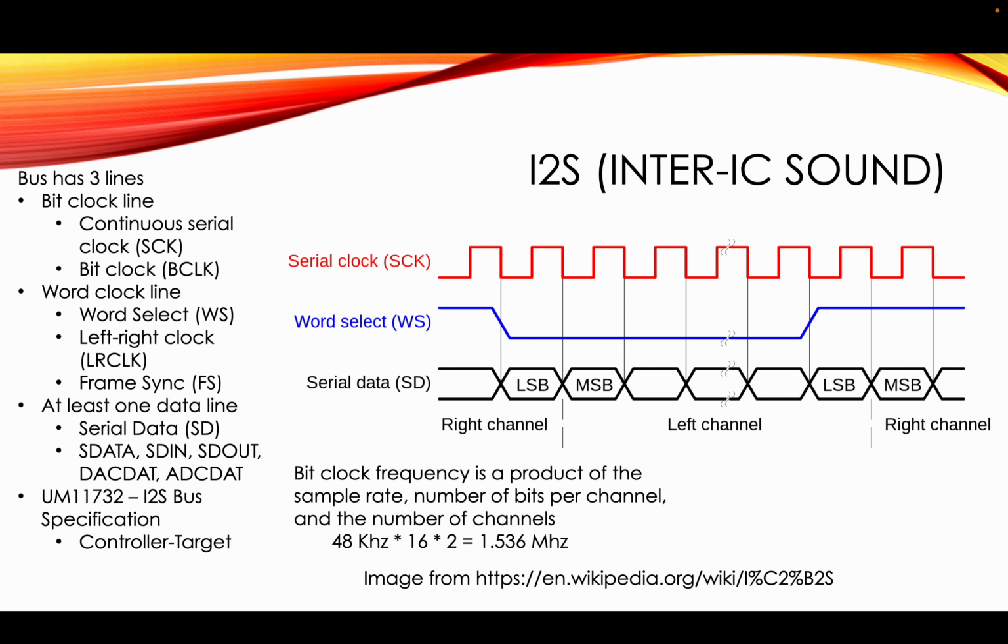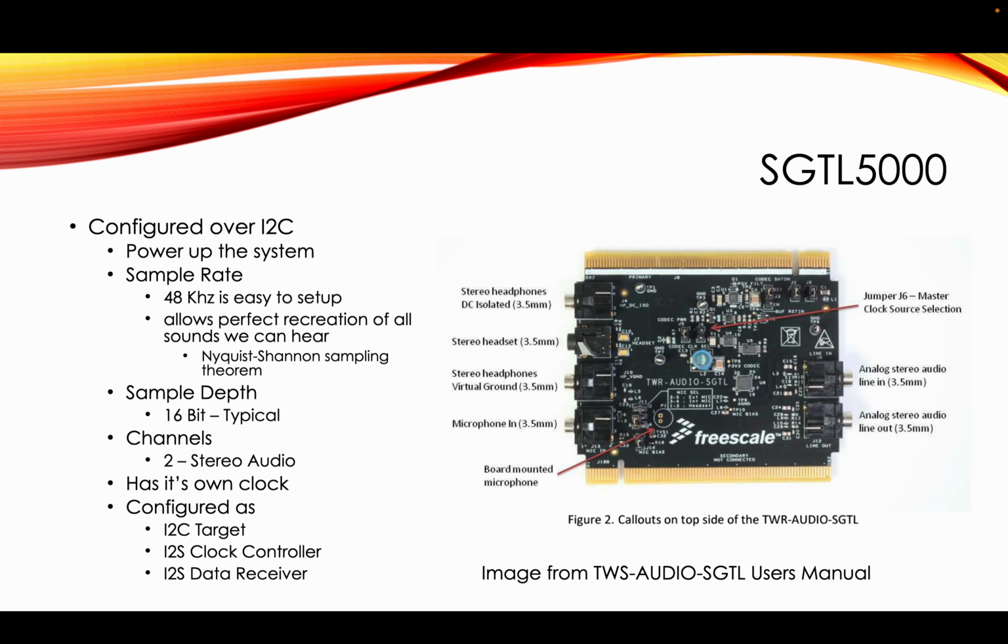All this is extremely timing sensitive. So our bit clock line needs to be a multiple of the product of our sample rate times our bit depth, which is the number of bits per sample, times the number of channels we're using, in this case 2 for stereo audio. So the clock we use needs to be a multiple of 1.536 megahertz for this to work.